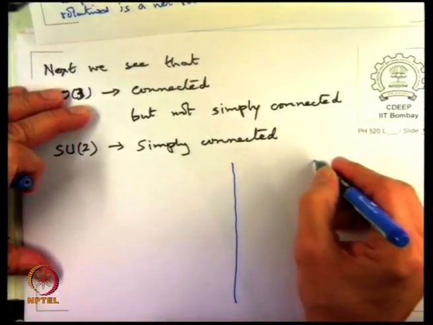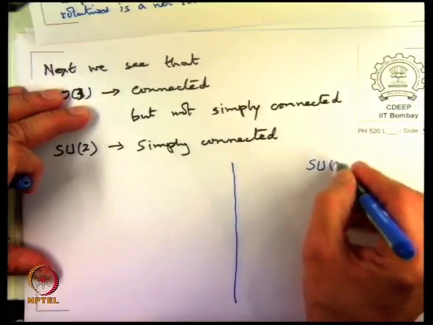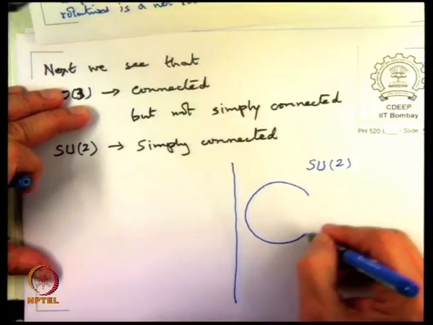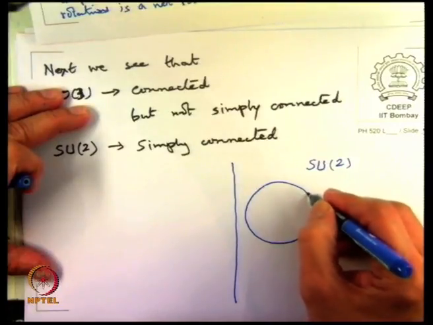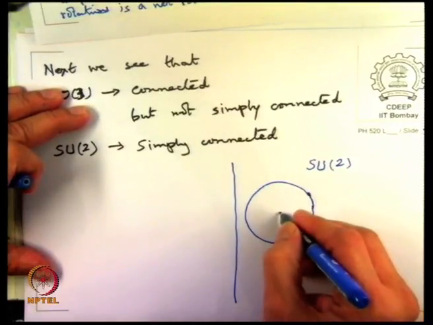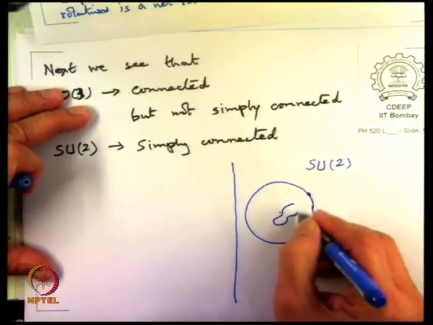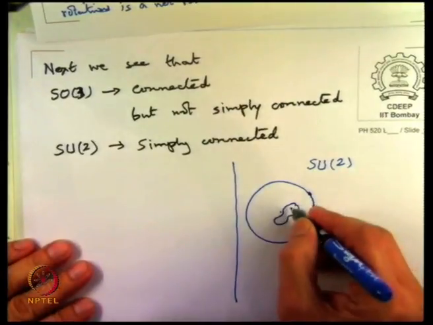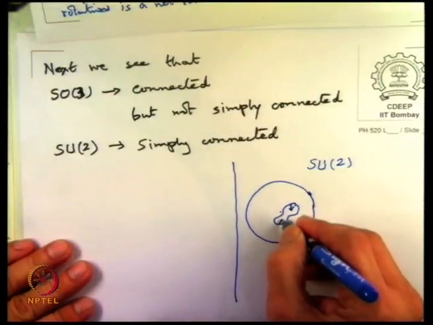If you take SU2, which is easier to explain, think of one class of loops which are entirely inside. You can always shrink this to a point, no big deal. Right. So this can be shrunk to a point.